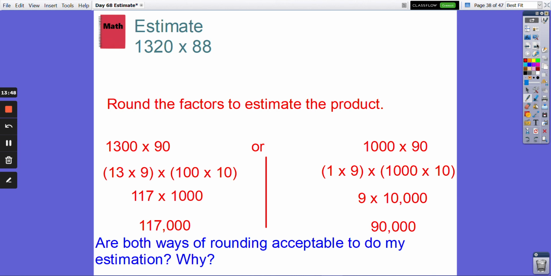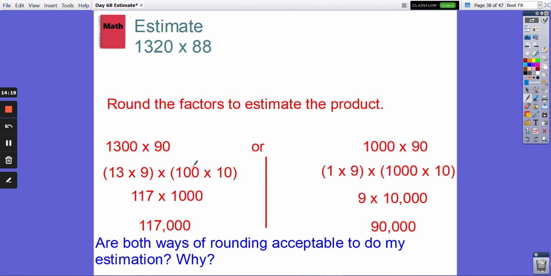Are both ways of rounding acceptable to do my estimation? Yes. The whole point of estimating is so that it's easy for you. It's so that you can check if your answer makes mathematical sense, if it's reasonable. So either way is correct because estimation truly, it's best if we can do it in our heads. Or we can jot some things down, but it should be a quick mathematical thing for you to do.